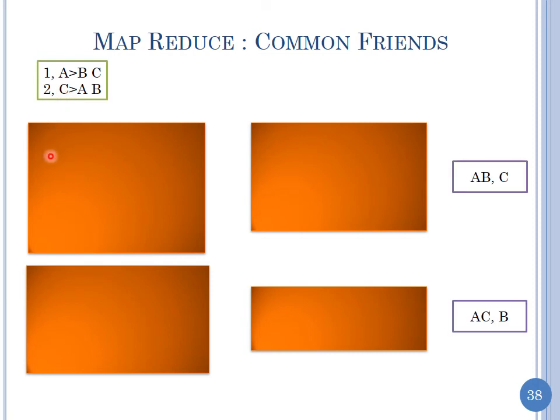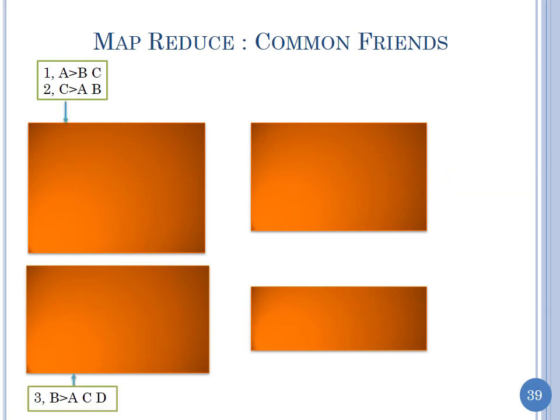B is another file. We want to produce, in the end, the common friends of each pair of users. So this is the common friends of AB, and this is the common friends of AC. Okay, so we want to produce this data.